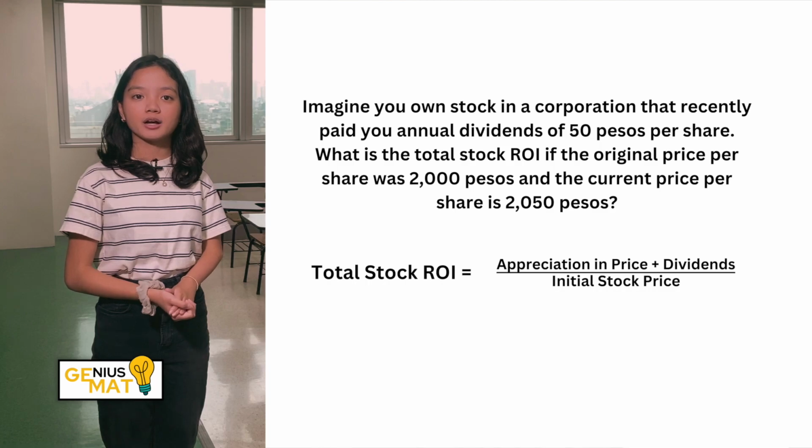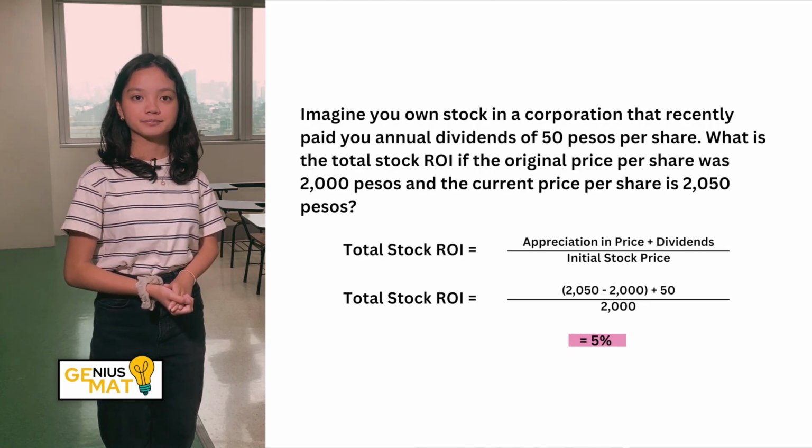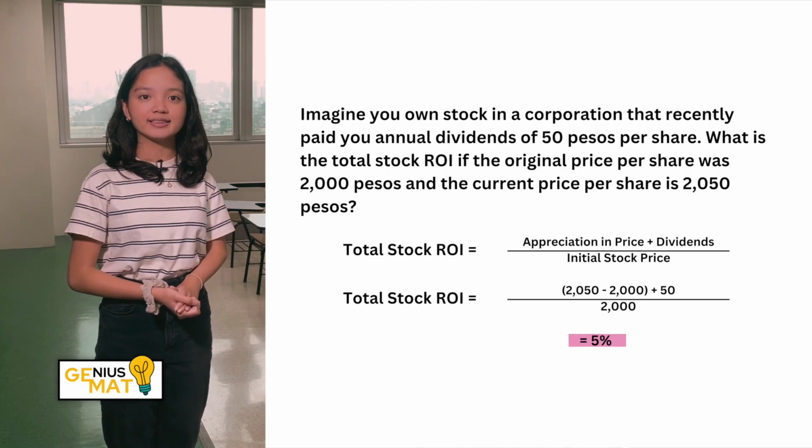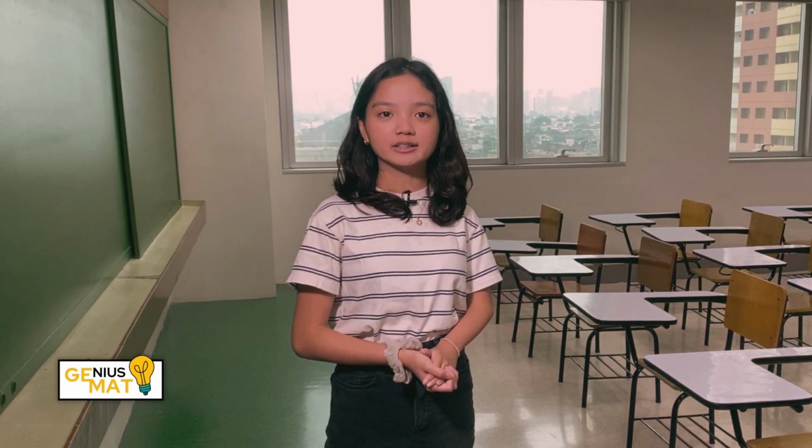Now we're going to plug all of the given values into this formula, so it would look like this. So the total stock ROI is 5%, and that's how we can calculate the total stock ROI. Now let's move on to getting the dividend yield. In order to get this, here is the formula for it.